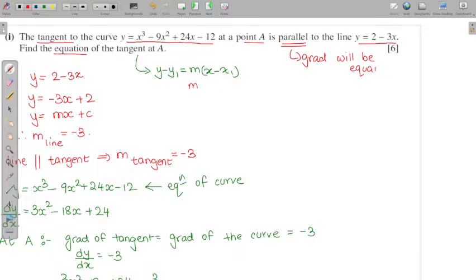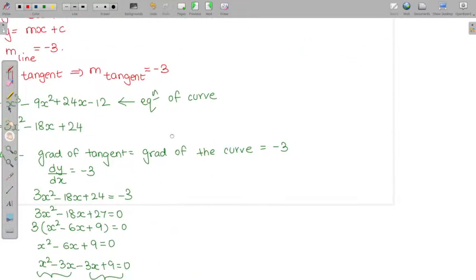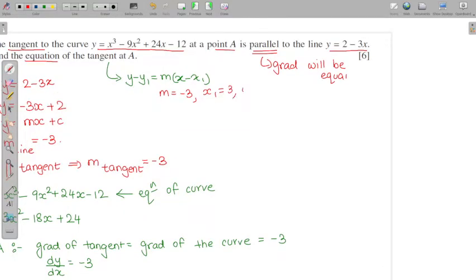So the gradient came to minus 3. X1 was equal to how much? Let's see, 3, and y1 was equal to 6. So y minus y1, so y minus 6 is equal to minus 3 bracket x minus 3. So y minus 6 is equal to minus 3x, minus 3 into minus 3 will give you plus 9. So y equal to minus 3x plus 9 plus 6, my bad.